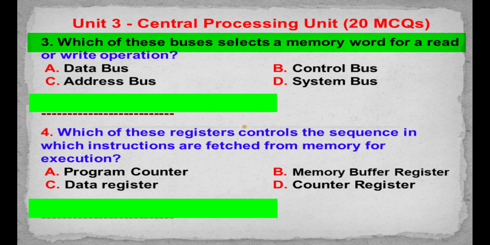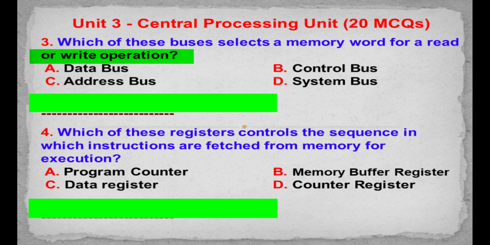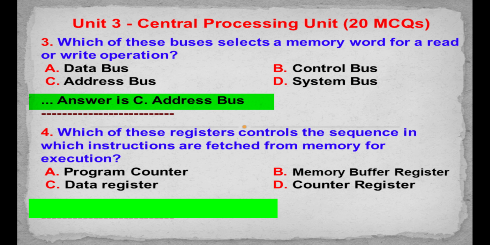MCQs number 3. Which of these buses selects a memory word for a read or write operation? Option A, data bus. Option B, control bus. Option C, address bus. Option D, system bus. Correct answer is option C, address bus.